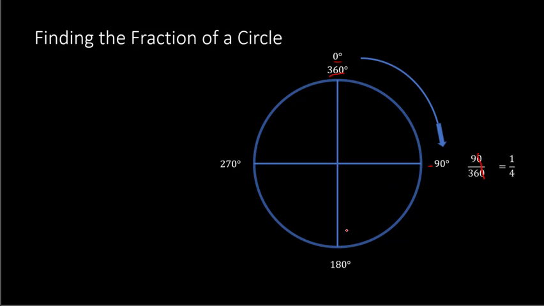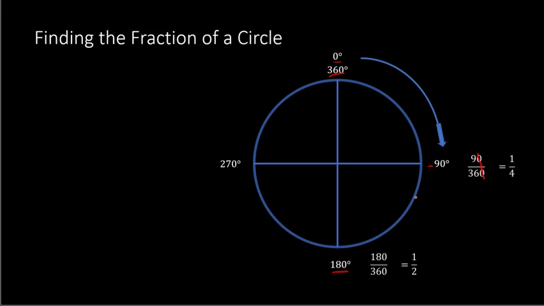All right, continuing around to 180, to find the fraction of the circle that this is, we take the 180 and then divide by the total of 360. So we take 180 divided by 360, and we can reduce that to give you 1 over 2. So going all the way to 180 degrees in the circle, that is 1/2 the way around the entire circle.